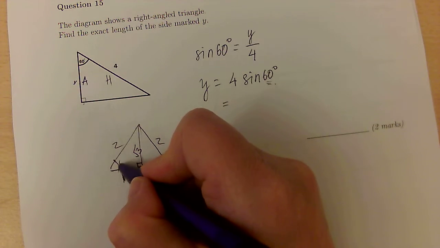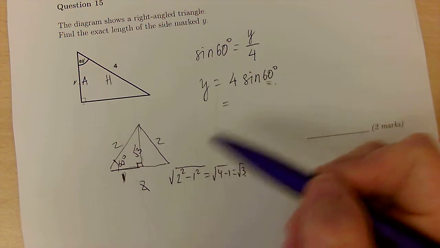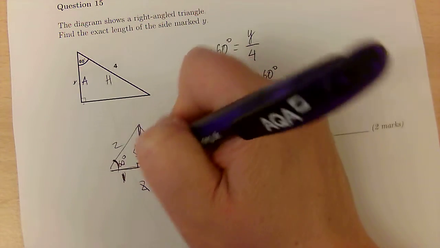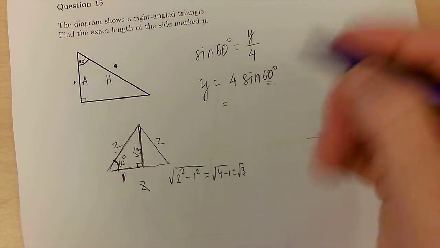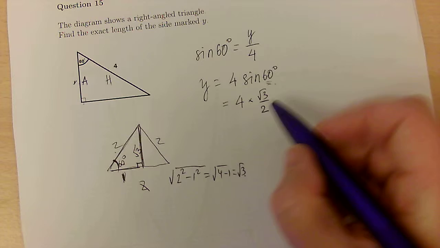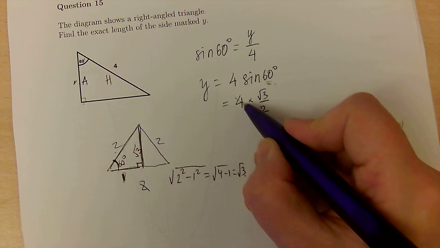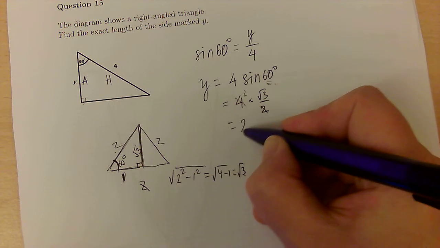So now this is 60 degrees, and so look at this triangle. To find sine of 60 degrees, we need the opposite side divided by the hypotenuse, so it's square root of 3 divided by 2. So 4 times square root of 3 divided by 2. When you multiply this fraction by a number, you cancel, right? So you get 2. So the answer will be 2 roots of 3.